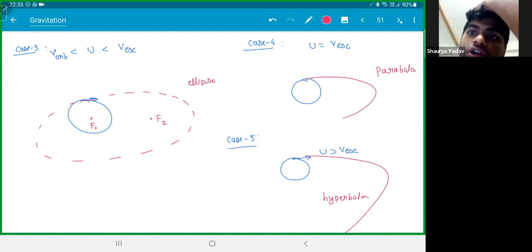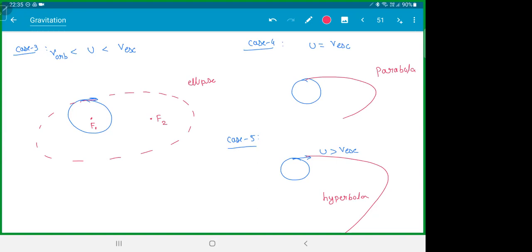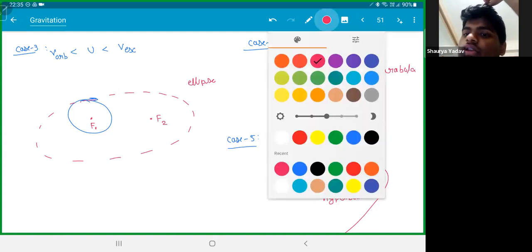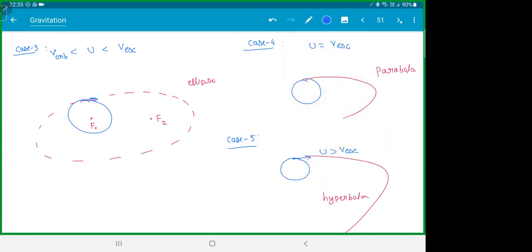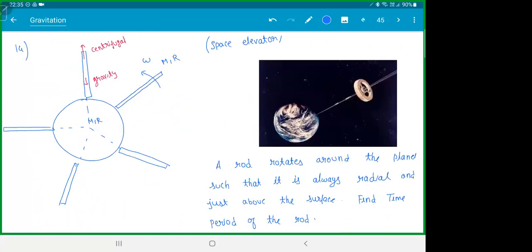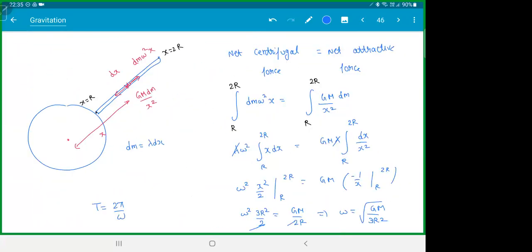Sir, in case three, will it collide back with our... No, it will not collide. It's a much bigger ellipse. It will continue to keep going forever. Okay, so it will go on in a bigger ellipse rather than... Yeah. Okay. Clear with the trajectories? So go through all these theory ones, right?